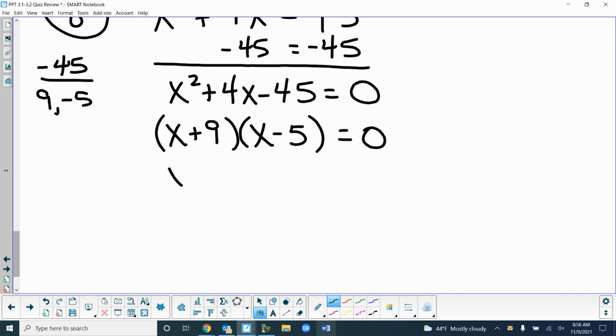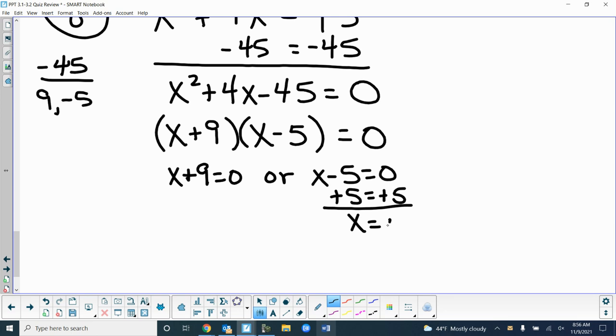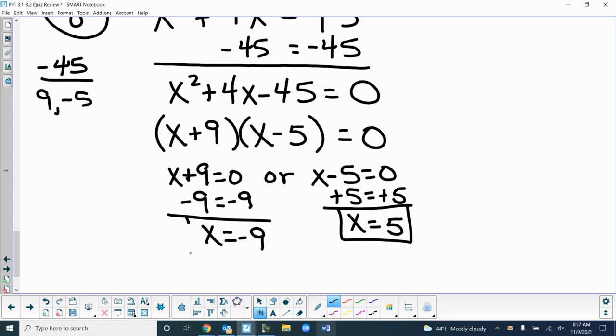All right, so what I do is I set each factor equal to 0 and solve for x. So one of my answers is positive 5. And my other answer is negative 9. Okay, so make sure you finish when you're solving it.